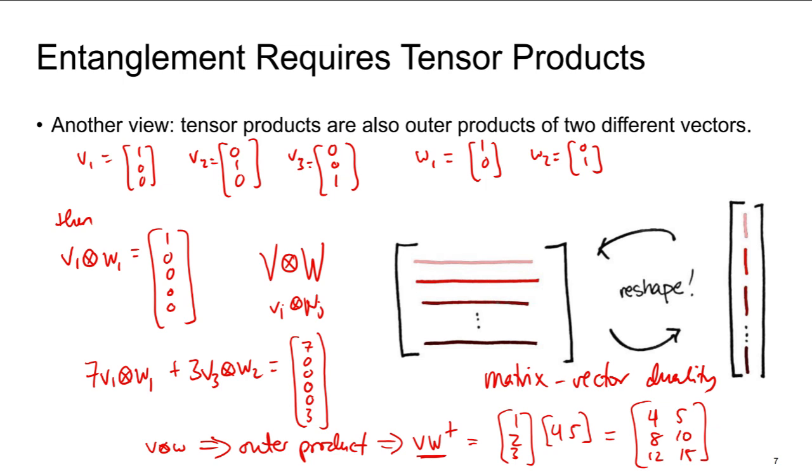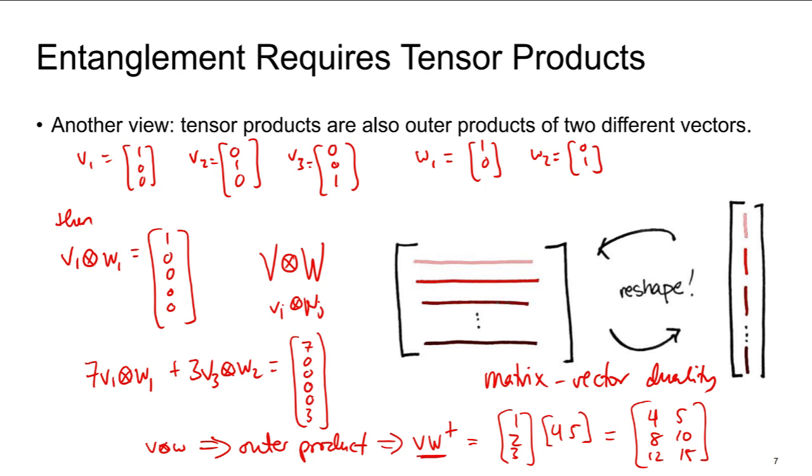So our V, tensor product of V and W, is also technically called the outer product. And we've seen those before. If we're thinking about complex vectors or complex vector spaces, then this outer product is also, we recall, equal to V times the adjoint of W.